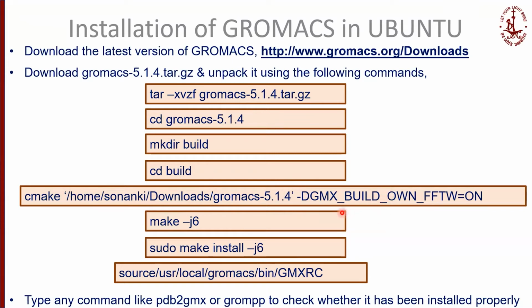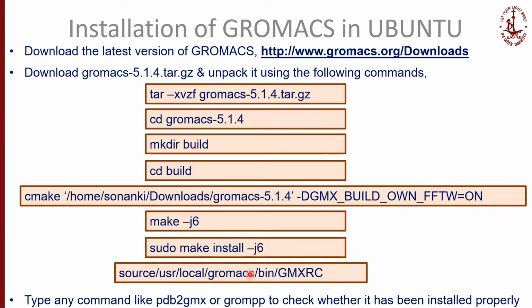Then this command, space -DGMX_BUILD_OWN_FFTW=ON. So it will take into account that it is going to the FFTW folder that you have installed. From there, it will take all the necessary files and install it. Once this is done, again, make and sudo make install. So make and sudo will install your GROMACS properly.